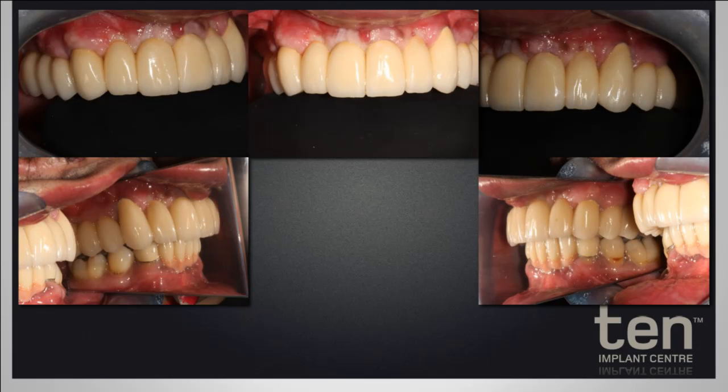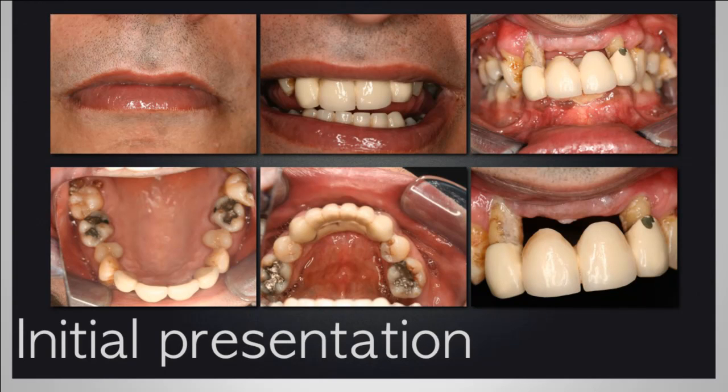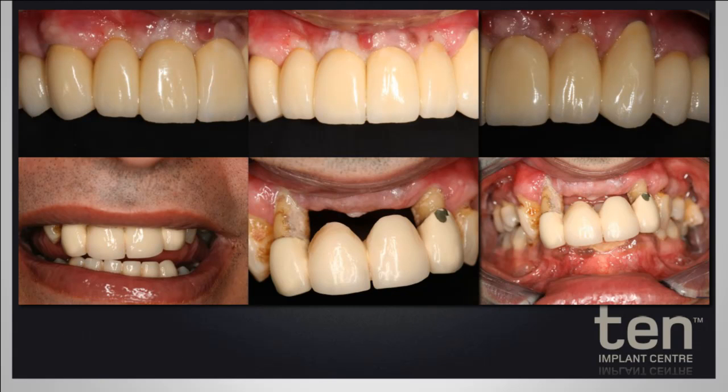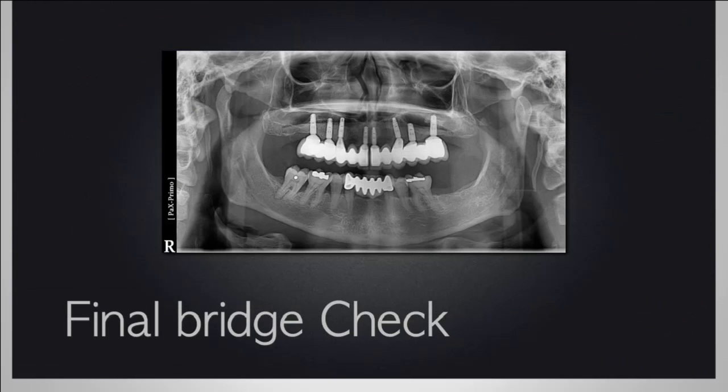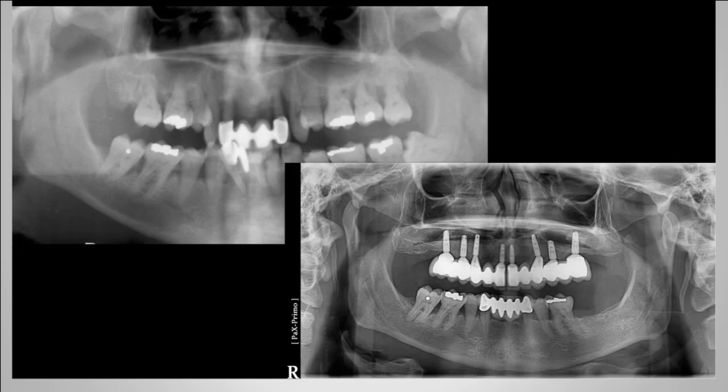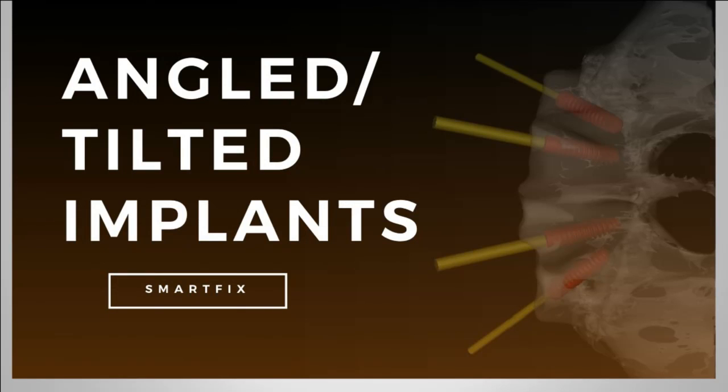The final result for the patient has meant that we have been able to restore him from this to this state over a period of time. That's the traditional approach, where what we've done is we have used 8 implants in a delayed approach to restore a full arch. This is the final bridge in place. That's the start and that's the end of the restoration.